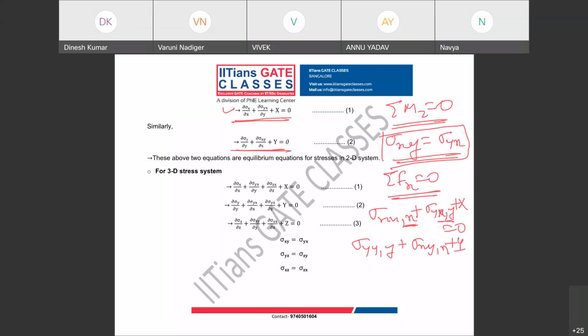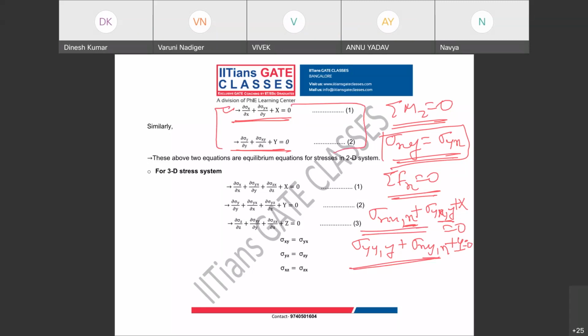So guys, you have to remember these equilibrium equations. And there is a GATE question also from this equilibrium equation, which we will solve in the subsequent slide. So these are for 2D.